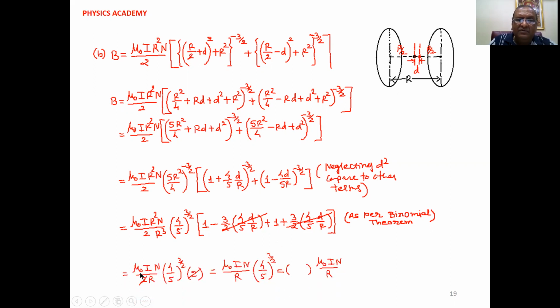So you can write μ0 I n, this R² upon R³, that is 1/R, these two as it is, 4 by 5 raised to 3 by 2, 2 cancelled. So μ0 I n upon R into 4 by 5 raised to 3 by 2. And now if you solve this term, 4 by 5 raised to 3 by 2, it will come to approximately 0.72.